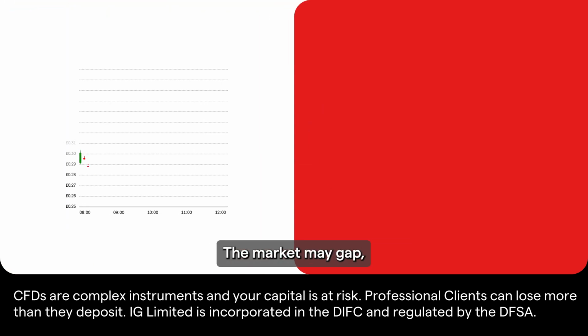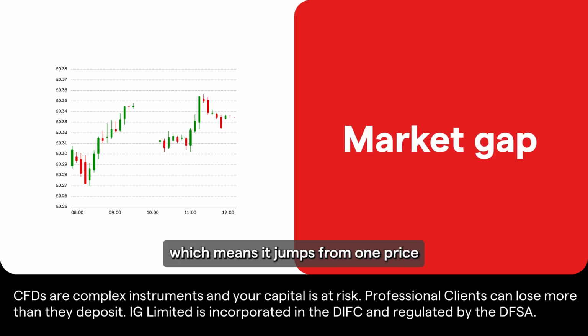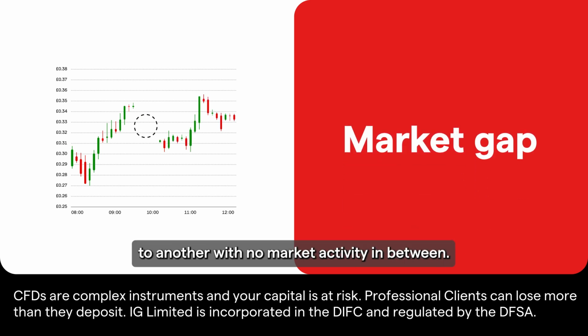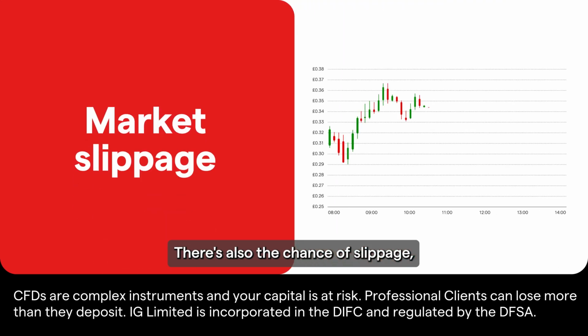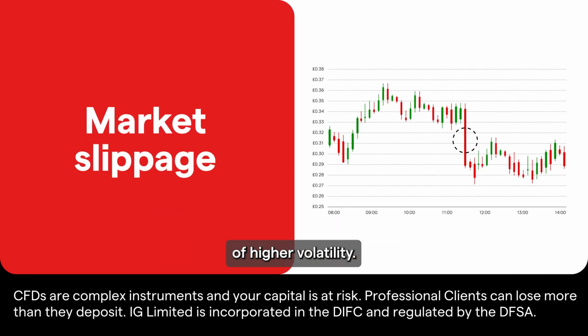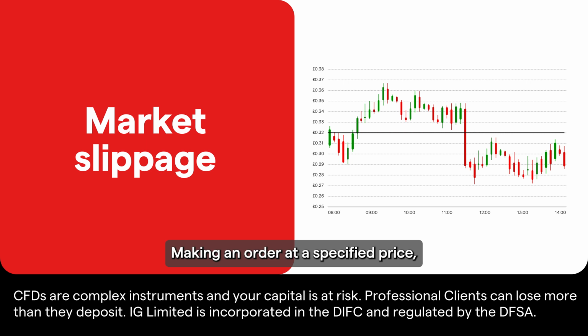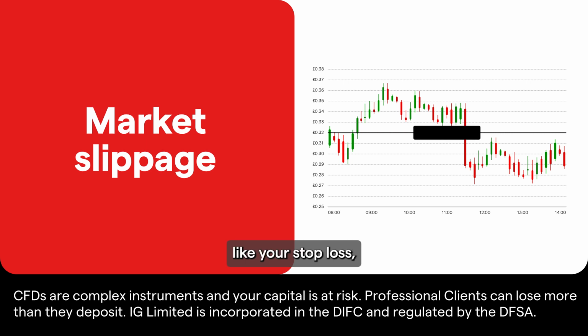However, it's worth noting that stops don't always close your position at exactly the level you specified. The market may gap, which means it jumps from one price to another with no market activity in between. There's also the chance of slippage, which can occur during periods of higher volatility, making an order at a specified price, like your stop loss, impossible to execute.